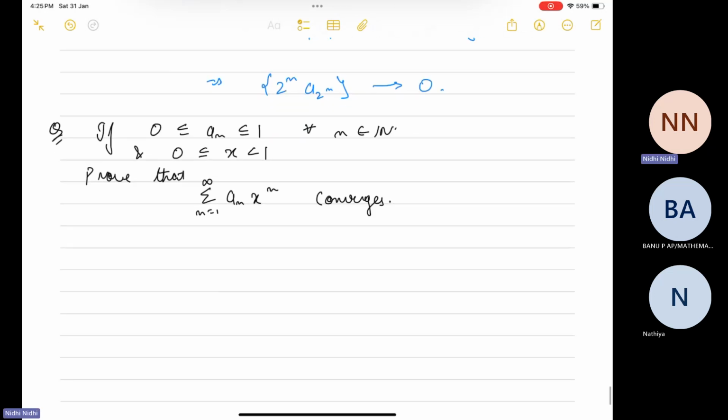I would like you to try this yourself first. I'll give you a hint that you need to use the fact that this infinite GP, infinite geometric progression, is convergent, and then use the comparison test. Please try it. I'll wait for 5 minutes. Otherwise, there's no use of just me writing all the time.